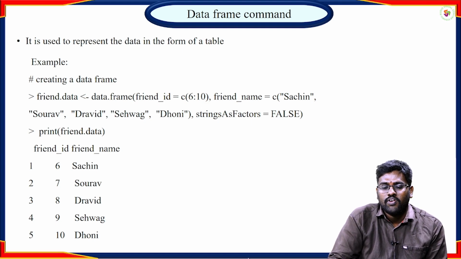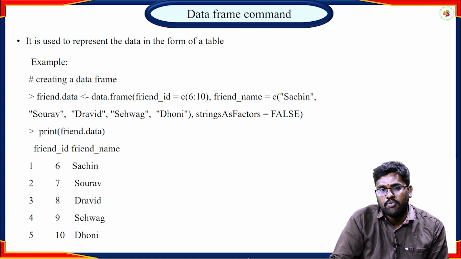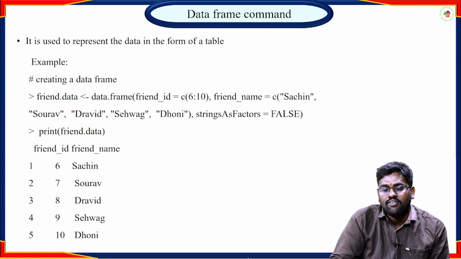For example, if I give friend ID equal to c of 6 comma 10, it takes only two values, 6 and 10. If I give 6 colon 10, it accepts 6, 7, 8, 9, 10. In total, 5 values are taken as friend IDs, and for friend names I gave 5 names here.